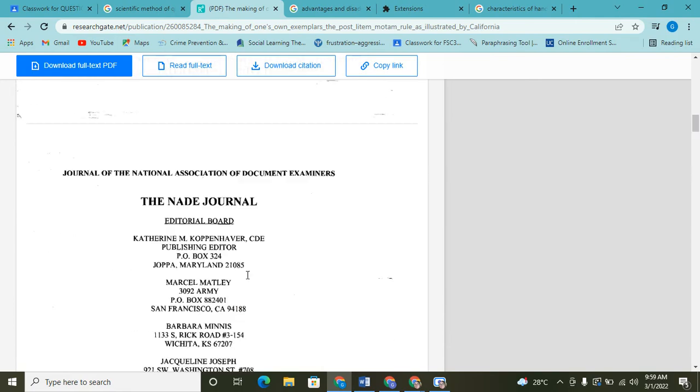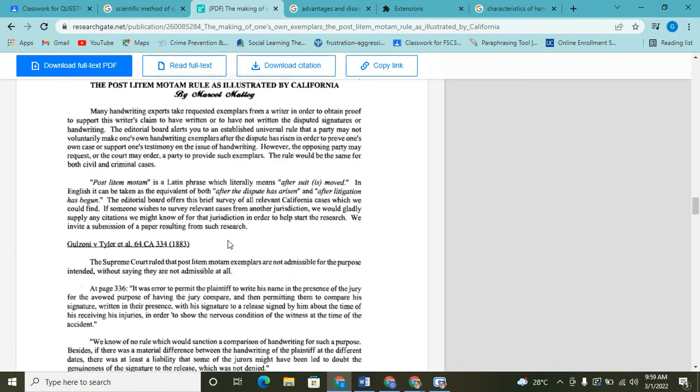Another definition. So your post-litem motum, again, it's a Latin word which literally means after suit is moved. So in English, it can be taken as equivalent of both after the dispute has arisen, meaning to say ang kaso, or after the litigation has begun, meaning to say nagsugod na ang case. So it is like that you give voluntarily your sample or exemplar of your handwriting after nagsugod ang examination or after napunta sa korte ang kaso or question document in dispute.